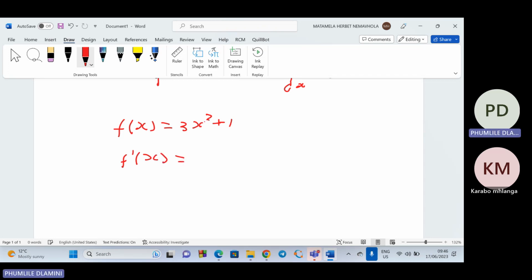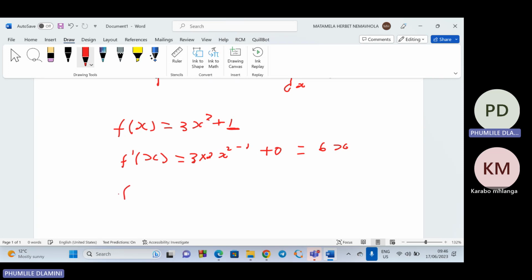So when you find f prime for this one, you take this 2 down, so it's going to say 3 multiplied by 2. The 2 you take down, x to the power 2 minus 1. But when you differentiate a constant, it becomes plus 0. If it's a number, or even if it was 3, it's going to be plus 0. Then 3 times 2 is 6, and x to the power 2 minus 1 is 1, so we can just write 6x.